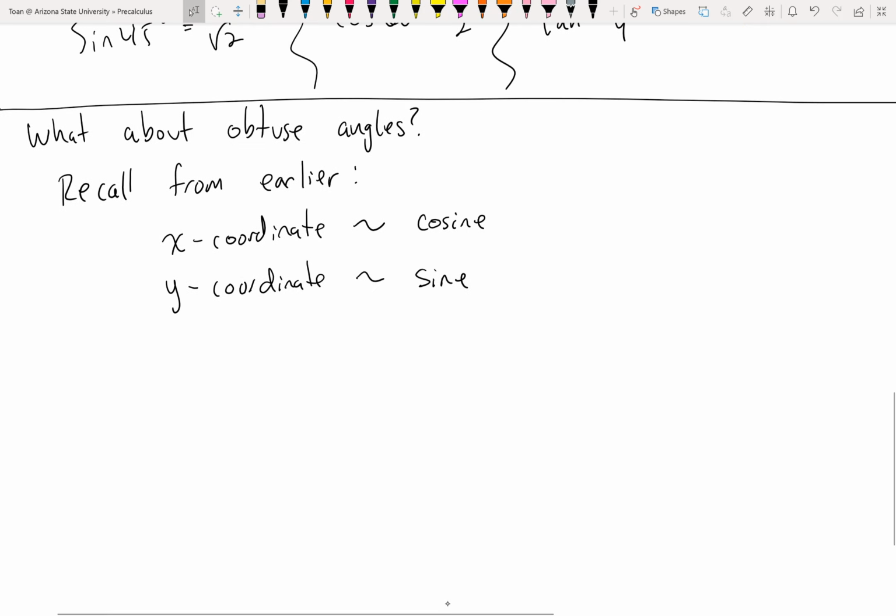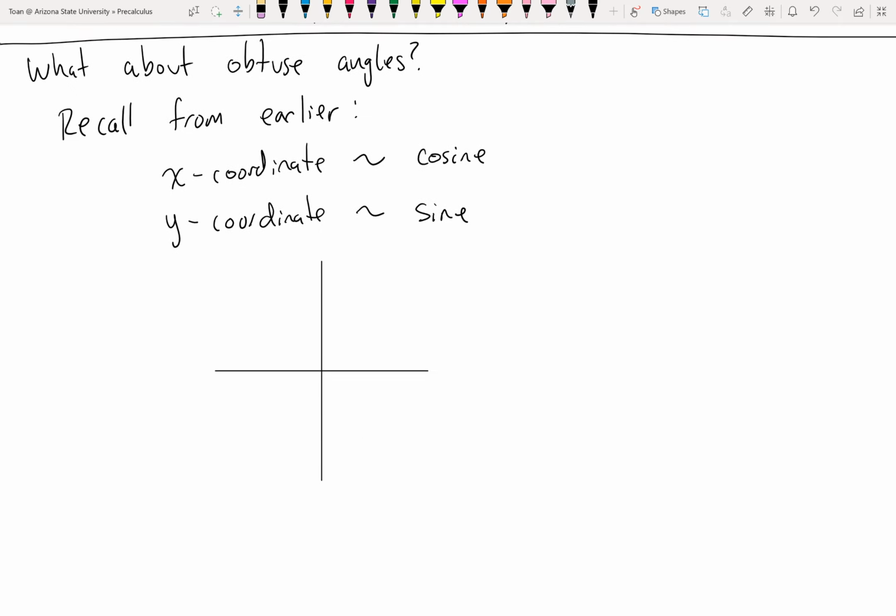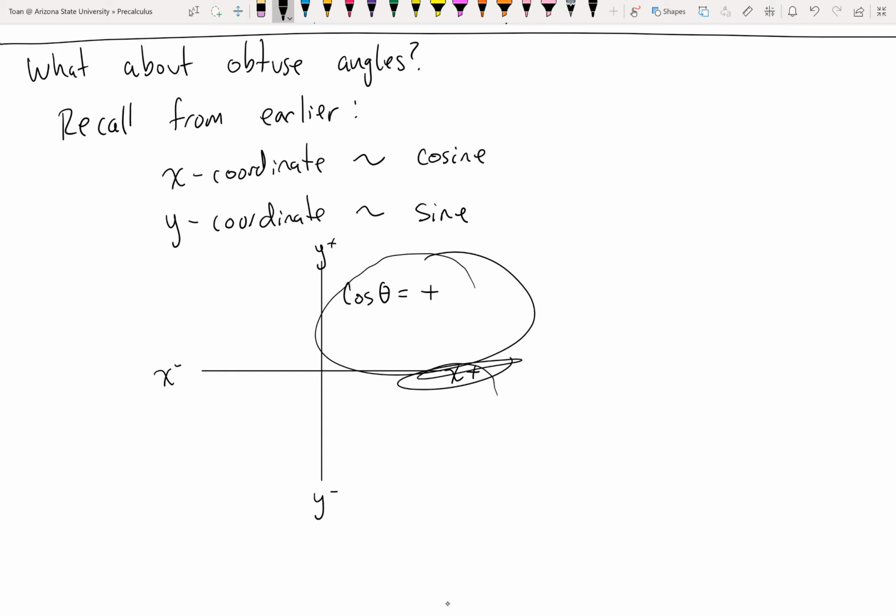The second thing you need to recall is how a coordinate system works. In a regular coordinate system, you have x positive going to the right, x negative going to the left, y positive going up, y negative going down. Which means if x relates to cosine and y relates to sine, then in the top right quadrant, quadrant 1, cosine of any value in the first quadrant should be positive, because in the first quadrant, x is positive.